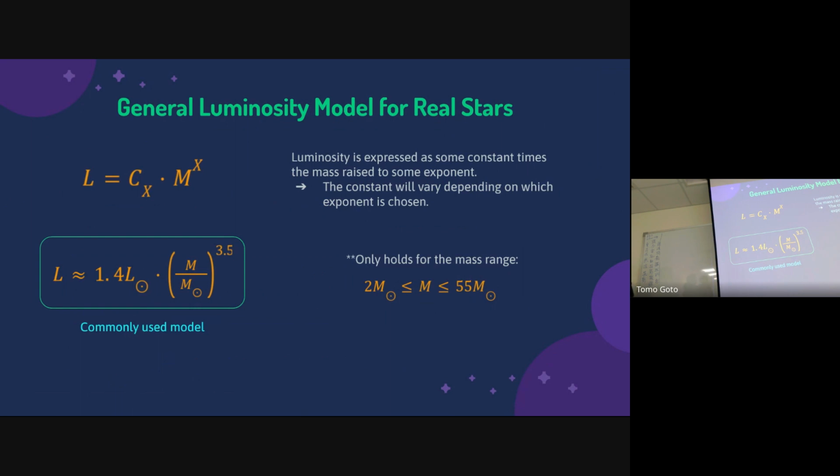The most commonly used model is that luminosity equals 1.4 solar luminosities times the mass in units of solar masses raised to the 1.5 power. As you can see, the model only holds for a mass range between 2 solar masses and 55 solar masses, and it doesn't hold for the sun, because if we plug in the sun, it would be off by a factor of 1.4. But this is the most commonly used model because it fits quite a large range of stellar masses, and most stars that we know about fall within this range.